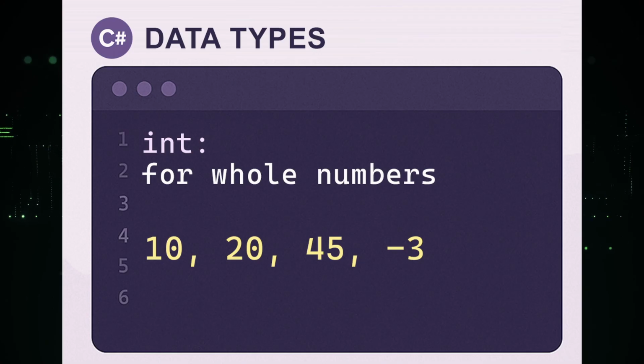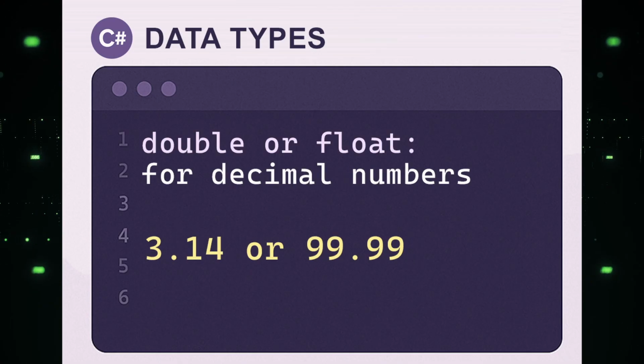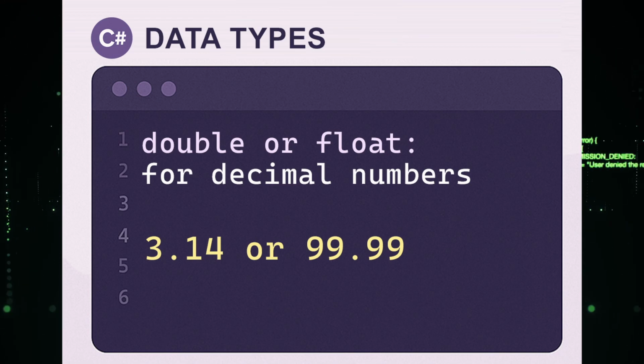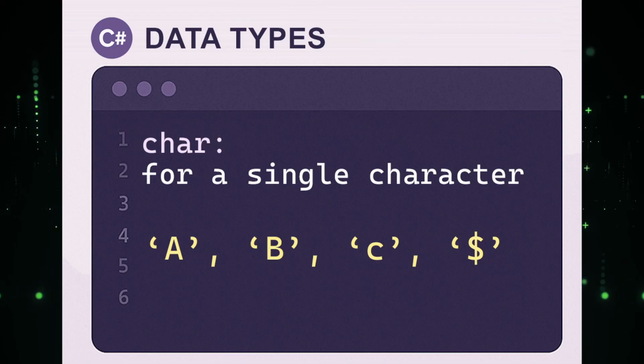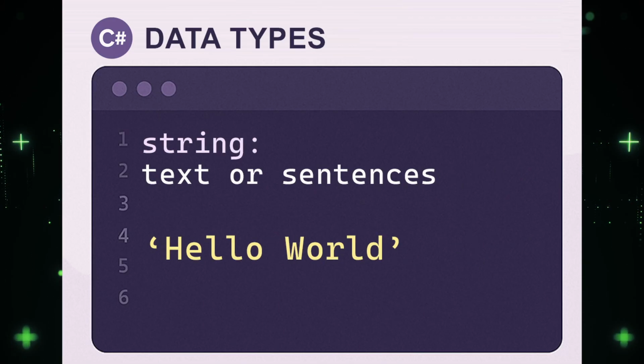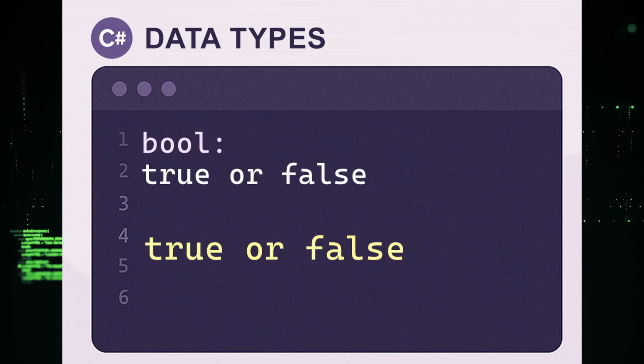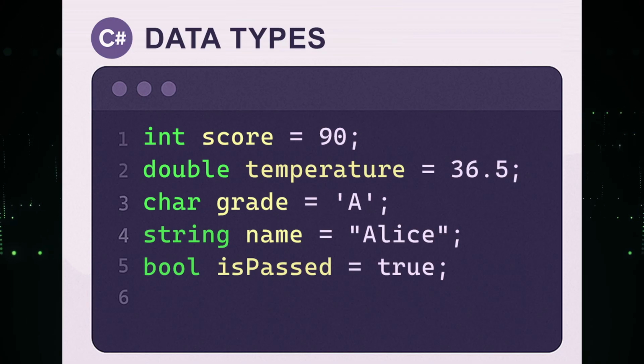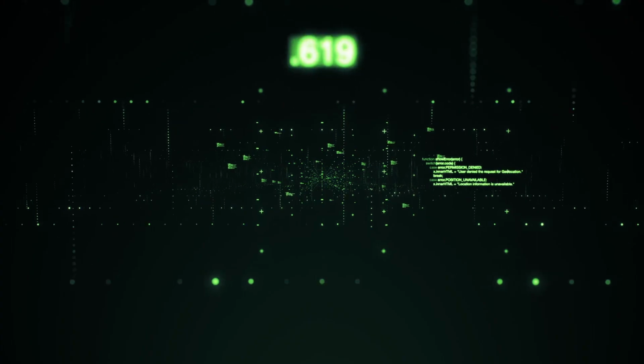Integer for whole numbers like 10, 20, 25, -3. Double or float for decimal numbers like 3.14 or 99.99, or any number with a decimal. Character for a single character like A or $. String for text like hello world. Boolean for true-false values. In this example, each of these variables stores a different type of data.